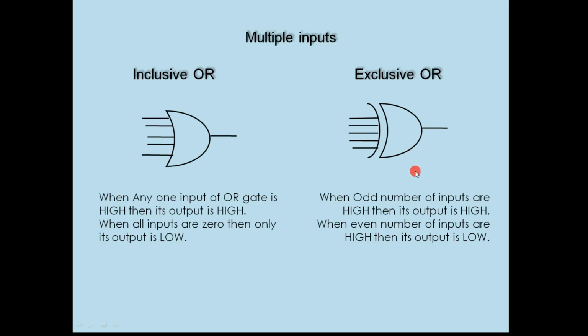In case of XOR gate, when odd number of inputs are high, then its output is high. Odd number of inputs means if say 3 inputs are high, out of here 1, 2, 3, 4, 5, this is having 5 inputs. If 3 inputs are high, the output will be high, or if 5 inputs are high, odd number of inputs are high, then output is high, and when even number of inputs are high, then its output is low. This is the difference between OR gate and XOR gate.